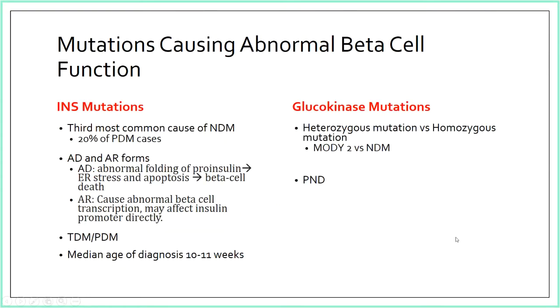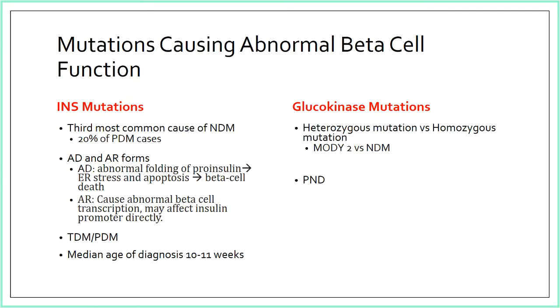So the third most common cause of neonatal diabetes mellitus is an INS mutation. It causes about 20% of permanent neonatal diabetes cases. There are actually autosomal dominant and autosomal recessive forms of NDM caused by INS mutations. In the autosomal dominant form, you have abnormal folding of the proinsulin.